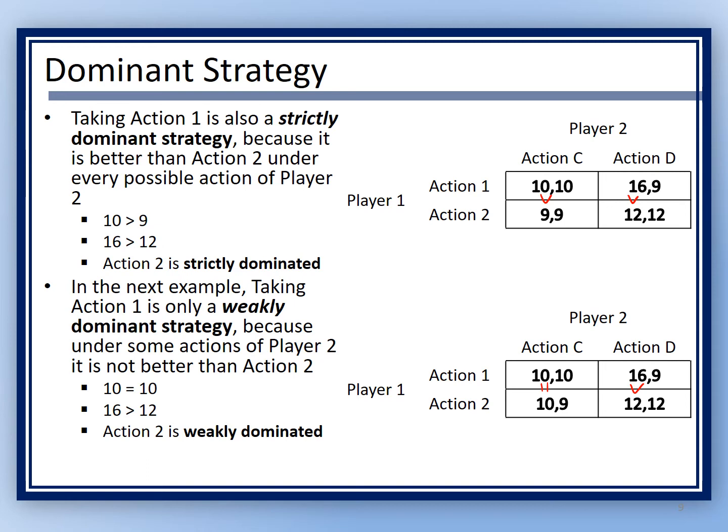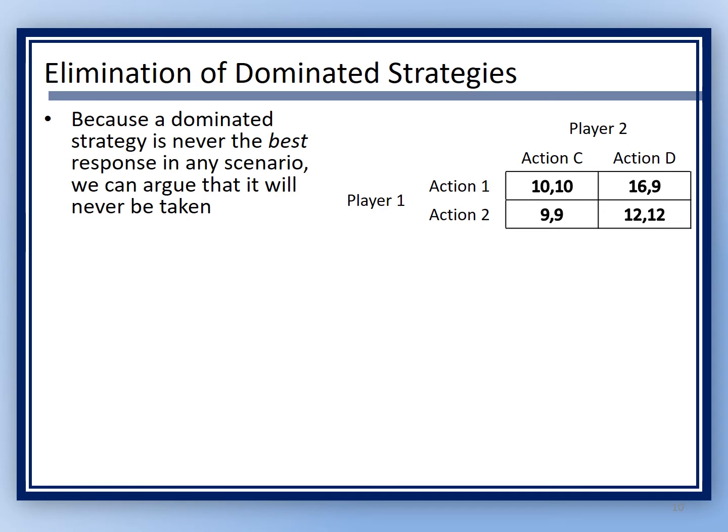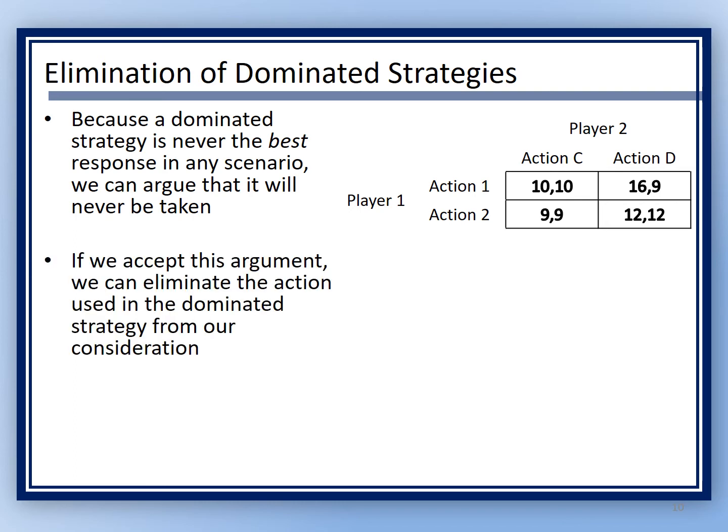If you can identify dominated strategies, then you have another way of approaching the equilibrium. Now, a dominated strategy is never the best response. So it's never used. It's always better to do something else. So you can say that you don't really need that action in the game. It doesn't do anything. No one ever uses it. So we might as well eliminate it from our consideration.